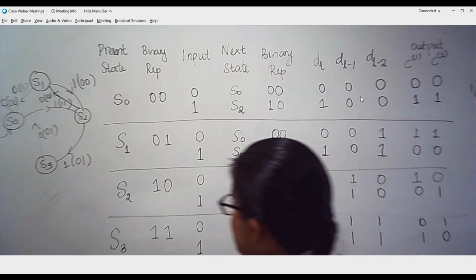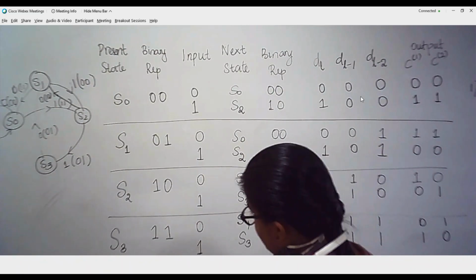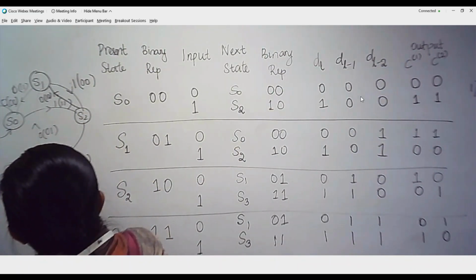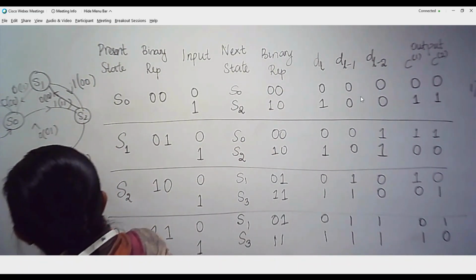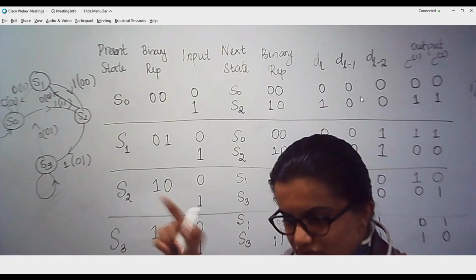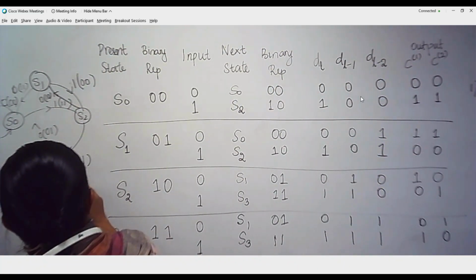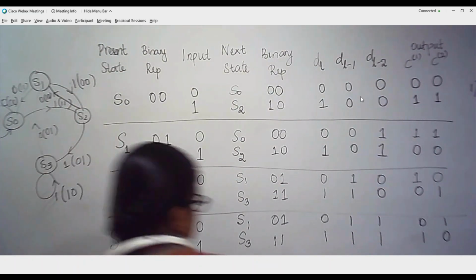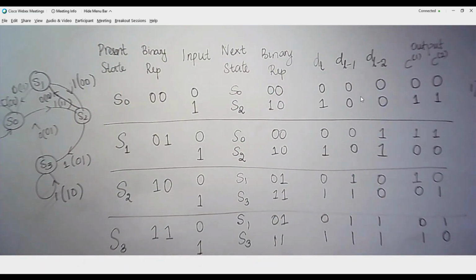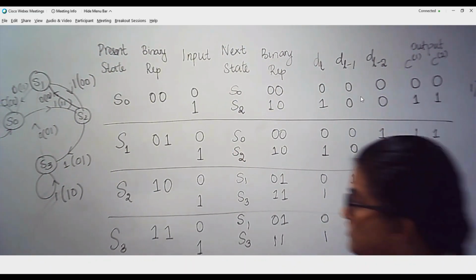And at S3, if the input is 1, it will have the transition to the same state with the output 1, 0. So this is how you get the state diagram.